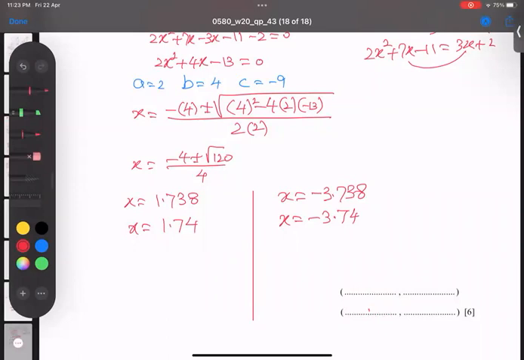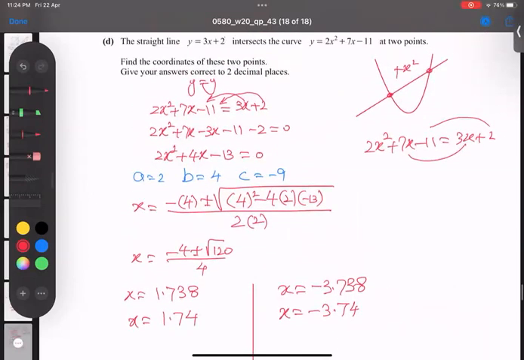And first answer is I can write 1.74 and negative 3.74. Now I need to find y coordinates. Let me reconfirm that one, because 16 plus 4 into 2 into 13. This is correct, all correct. Now find y coordinate.